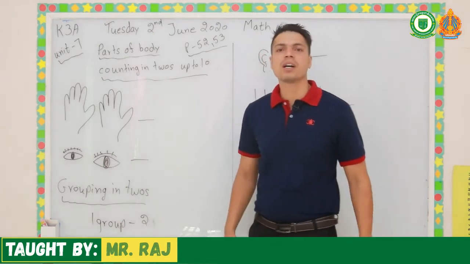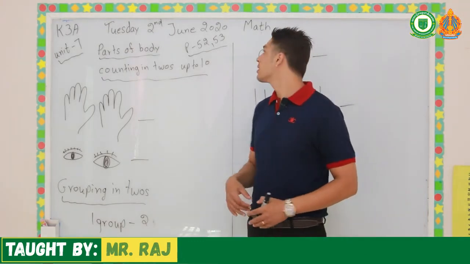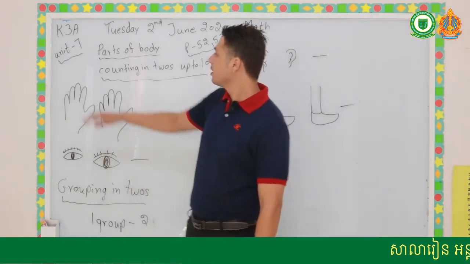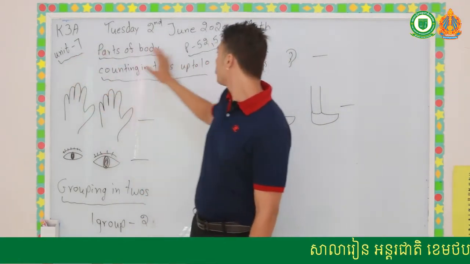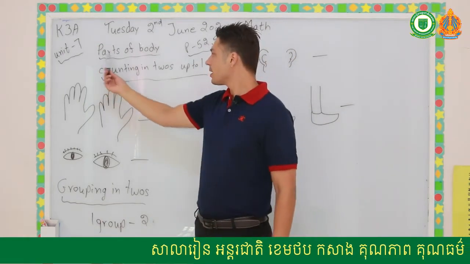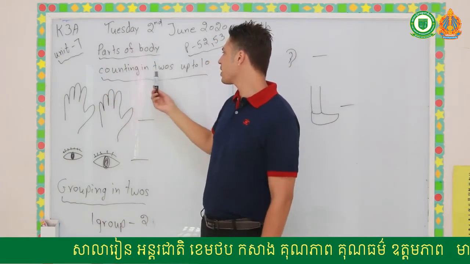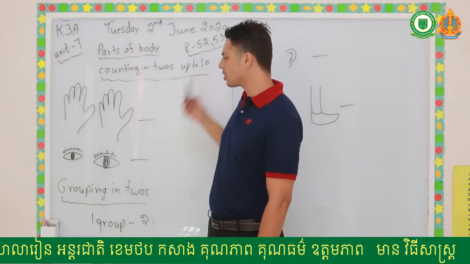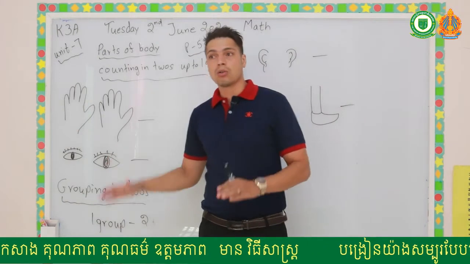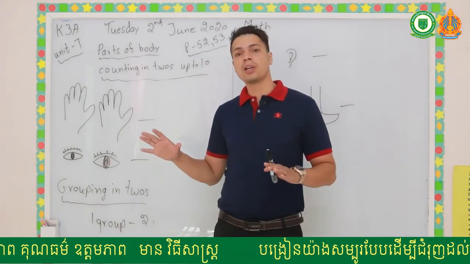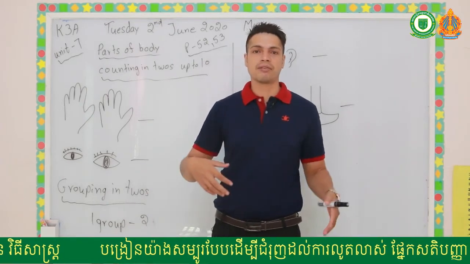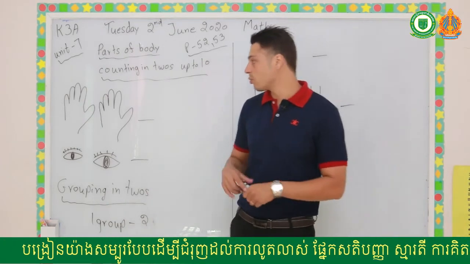So welcome back to another class 4 Maths class. Today we are going to study Unit 7, page number 52-53. Parts of body, counting in twos up to 10. We are going to learn about parts of the body and how we count them in twos and fives.